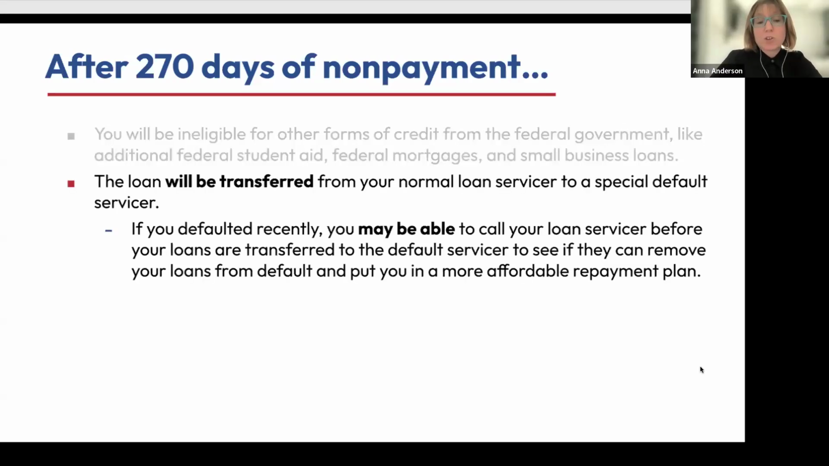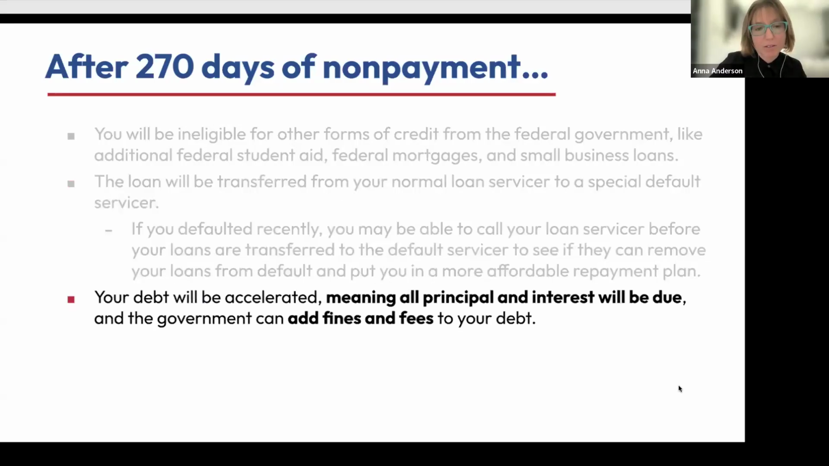The loan will also be transferred from your normal servicer to a special default servicer. Now, if you defaulted recently, if this just happened within the last few months, and it hasn't been transferred to that new default loan servicer, you may be able to catch it quickly and call to see if you can have your loans removed from default and get back into an affordable repayment plan. But that is only going to apply to people who just recently defaulted. So if you've been in default for a long time and you're already with a default loan servicer, you're not going to be able to use this option to quickly get out of default.